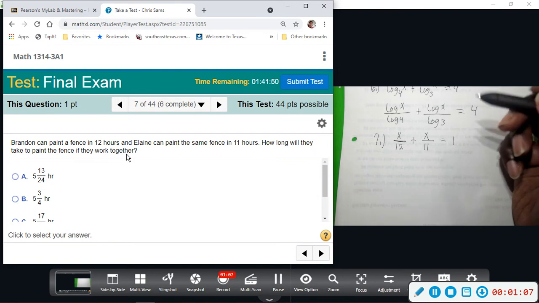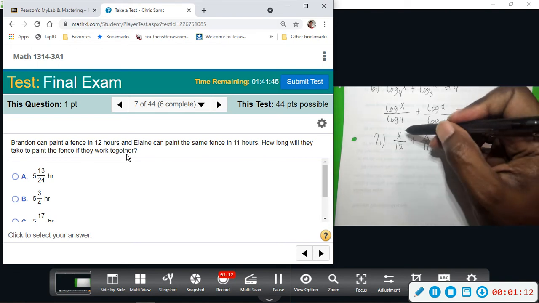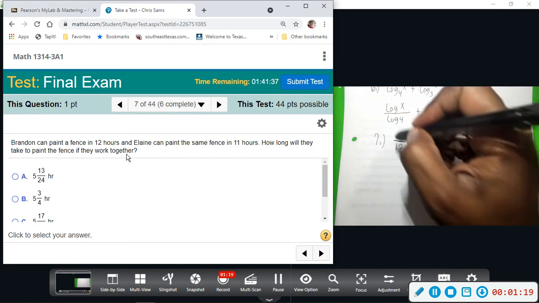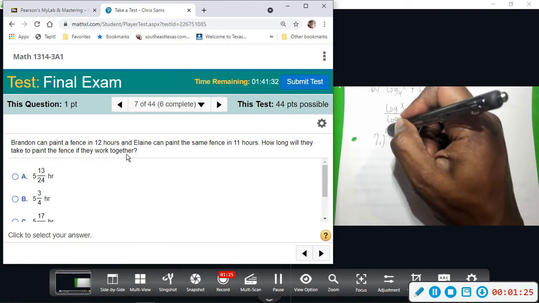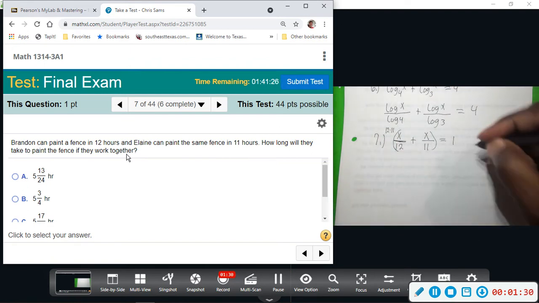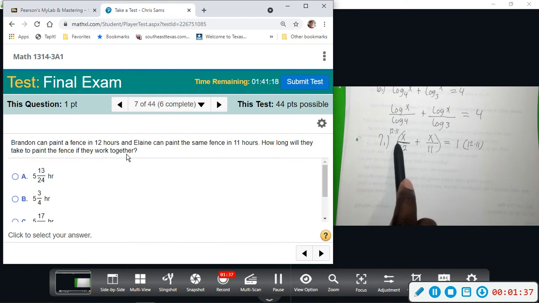So what we will do is get a common denominator, or we can just think about multiplying by the least common multiple, which will be 12 times 11. So I'm going to multiply both sides by 12 times 11. That's because that's what I would need to get a common denominator. I also do that to the left side, 12 times 11. So when I multiply this first fraction by 12 times 11, the 12 will cancel out and I will just have 11x.